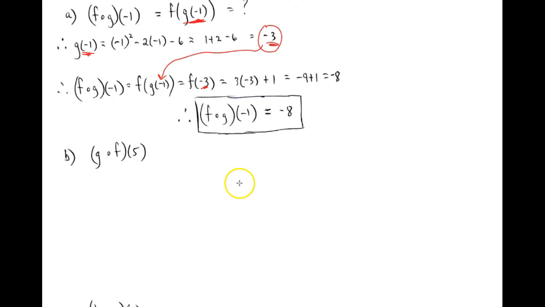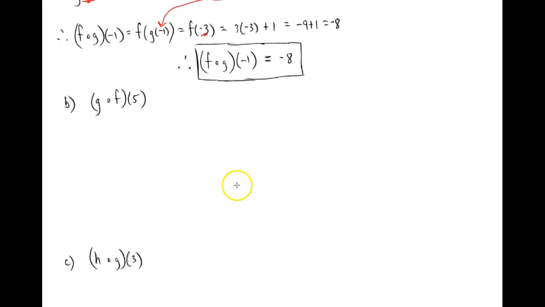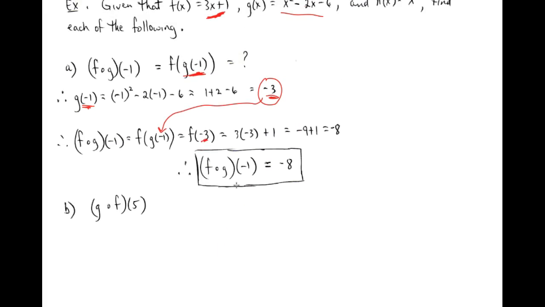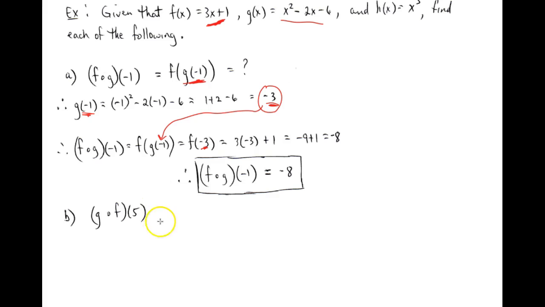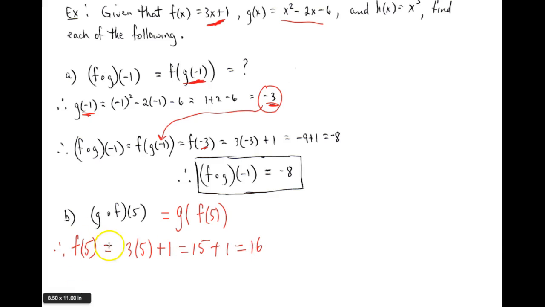So with the next example, we can go ahead and work on it. Of course we know this means g of f of 5. The first thing we have to do is figure out what f of 5 is. Our f of x function is 3x plus 1, so we just plug in 5 there, and we get 16. So from that, we know that g of f of 5 is going to be g of 16.